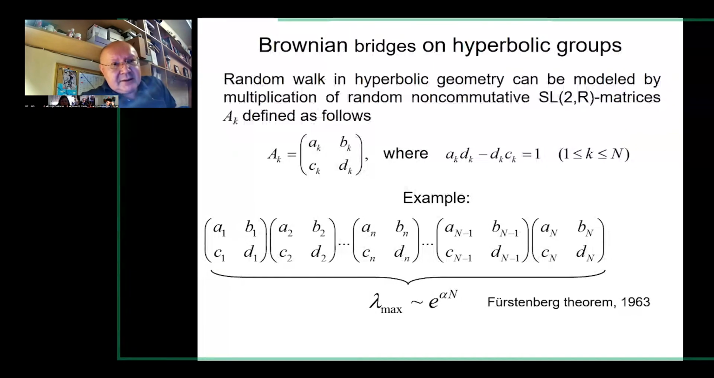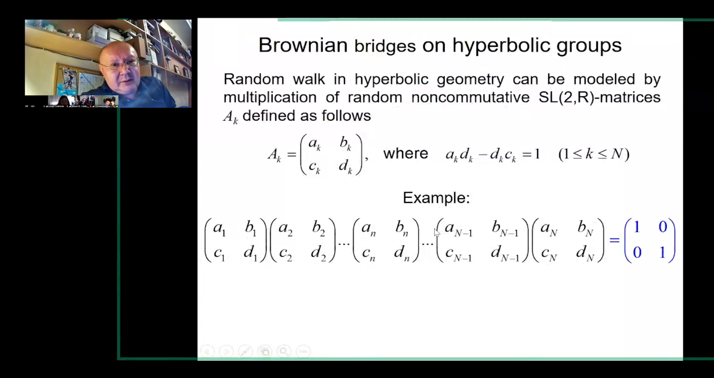Let us consider absolutely the same problem, but we will add a global constraint. We say that, multiplying all these matrices, we finally end up with the unit matrix. It means that we have a so-called Brownian bridge in terms of matrices. So we multiply them randomly.